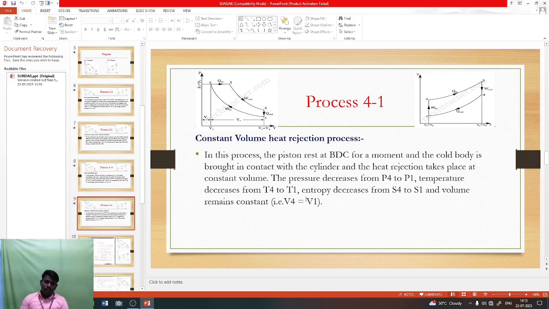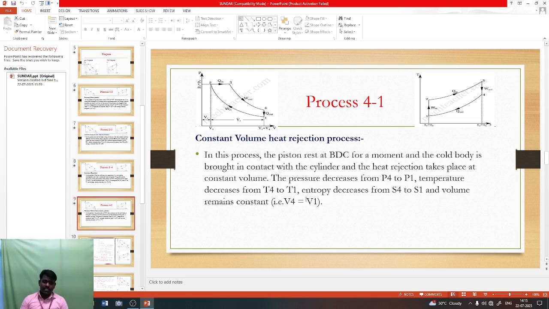Now process 4 to 1, constant volume heat rejection, or heat out, that means Q out. So see our PV diagram, pressure volume diagram. So 4 to 1, heat is rejected. So during this process what will happen?